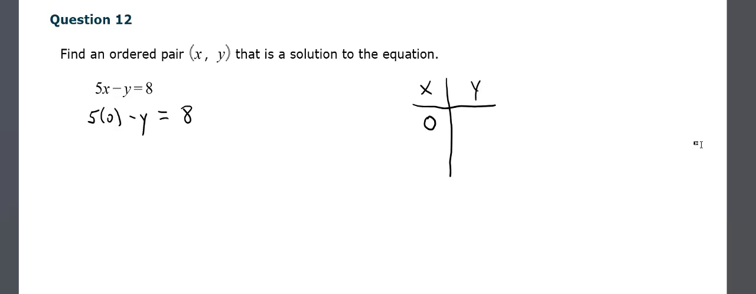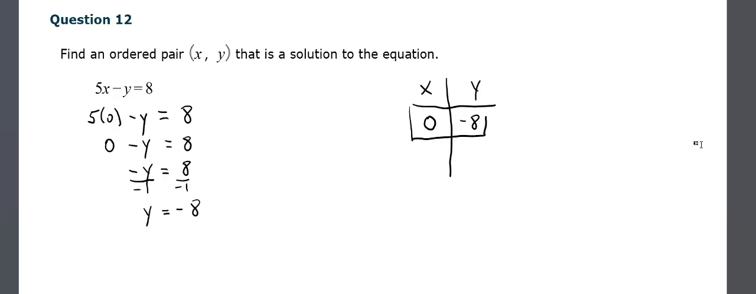So now I have 5 times 0 minus y equals 8. 5 times 0 is 0. 0 minus y is negative y. And since I'm solving for positive 1y, I'm going to divide both sides by negative 1. So y would equal negative 8. So that would be a solution. As I said, you could have chosen a value for y.